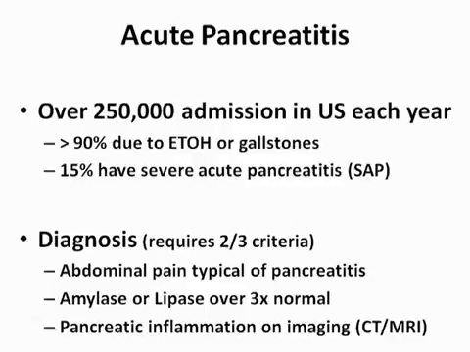To make the diagnosis of pancreatitis, 2 of 3 criteria must be met. Patients must have abdominal pain typical of pancreatitis, that's epigastric in nature, radiating through to the back, associated with nausea and vomiting, and amylase or lipase over 3 times normal limits, or pancreatic inflammation on imaging studies.